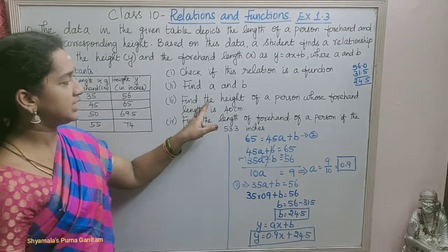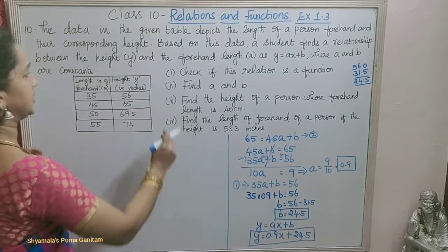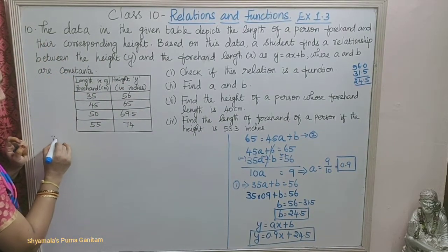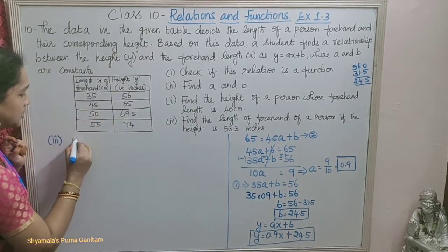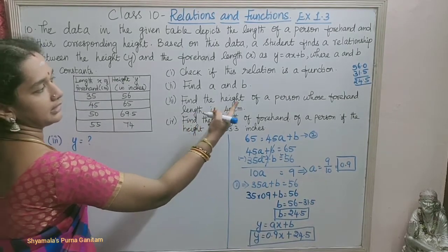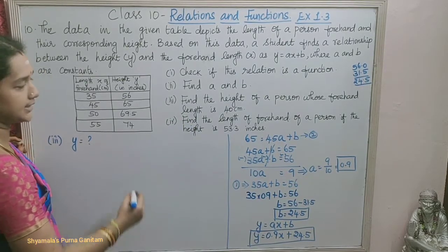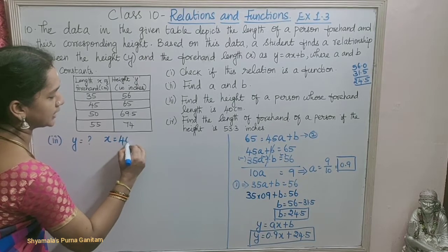Then the third sum given is find the height of a person whose forehead length is 40 centimeter. So the height of the person is y. So you are asked to find it. So this is the third one. Find the height of the person. So the height of the person is y. So y we are asked to find, and whose forehand length is 40 centimeter. That is, the x value is given as 40 centimeter.